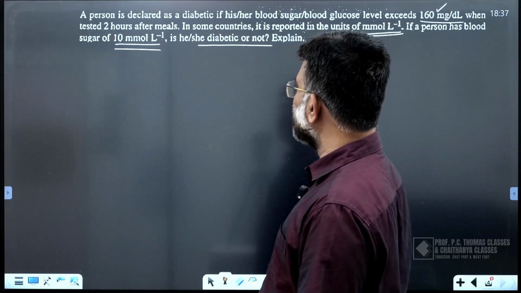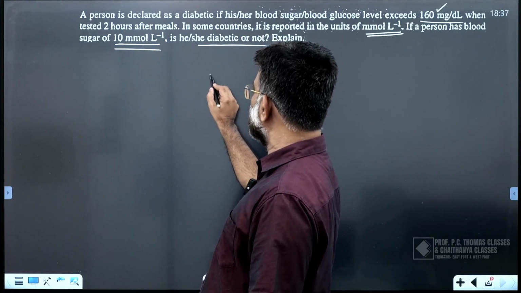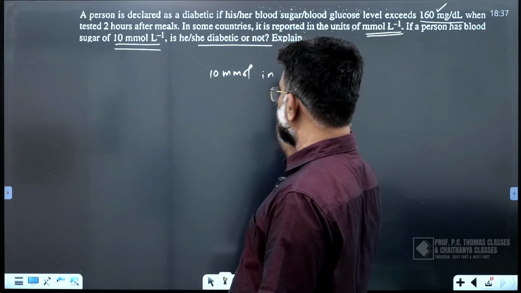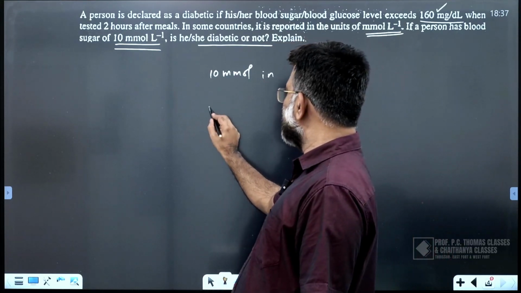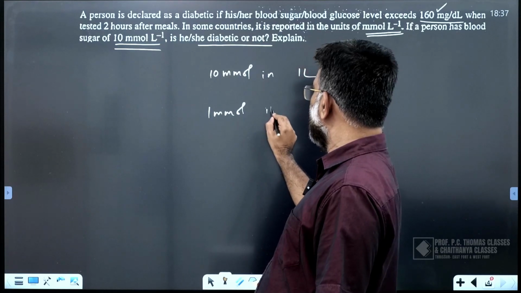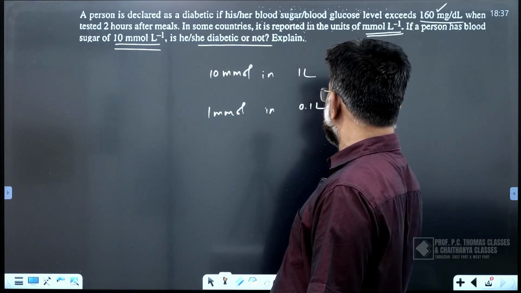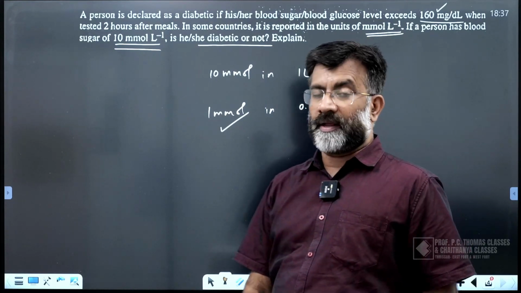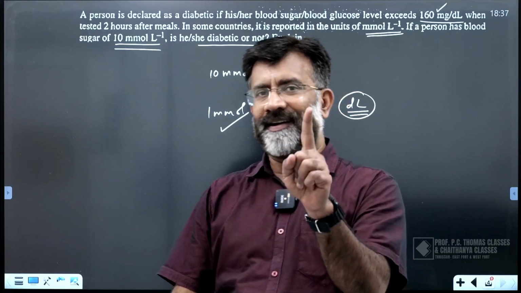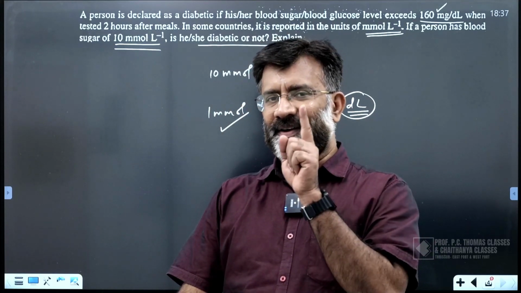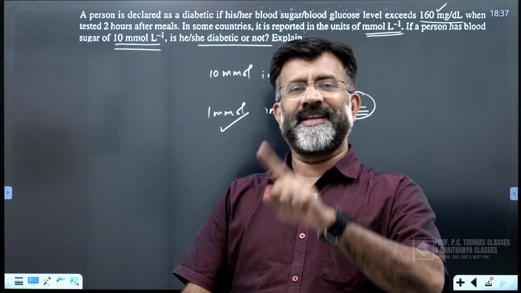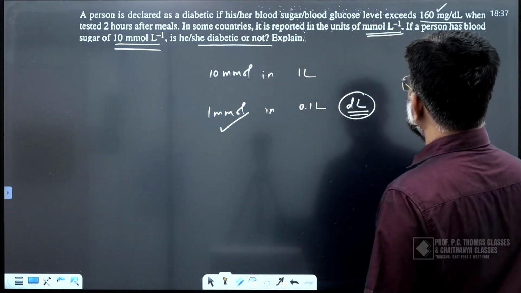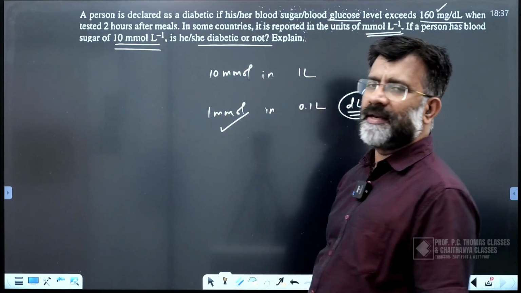Okay. So let us see, 10 millimole per liter means 10 millimole in 1 liter. That means 1 millimole in 0.1 liter, that is a deciliter. So in a deciliter it is 1 millimole of glucose.